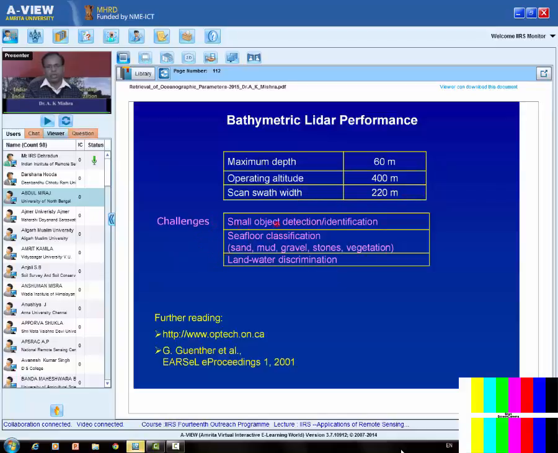These are the challenges: small object detection, identification, etc., seafloor classification, and land water discrimination, and these are taken from this website. You can get a lot more information.